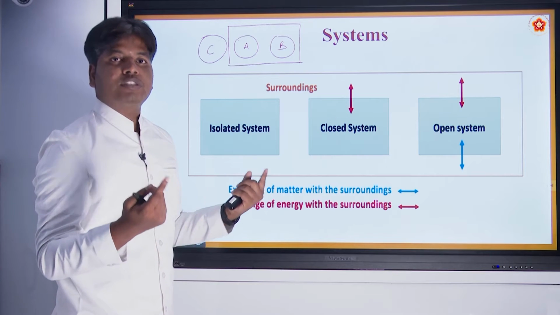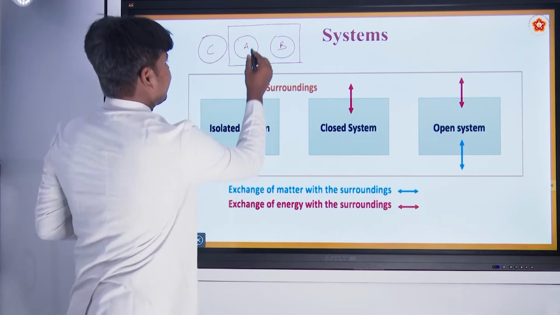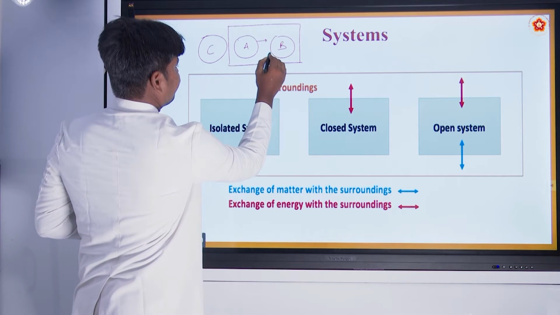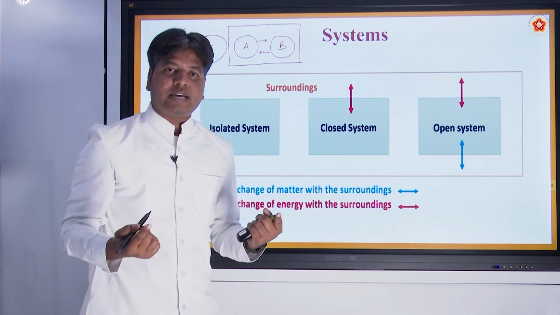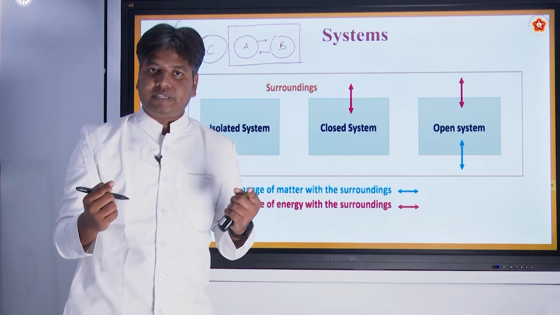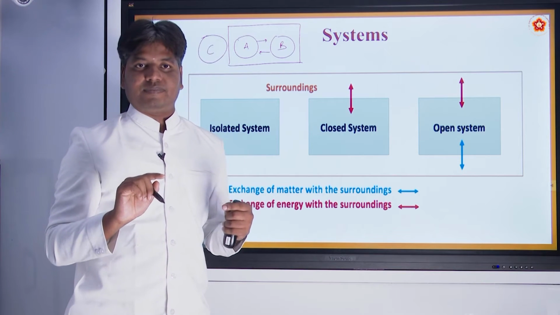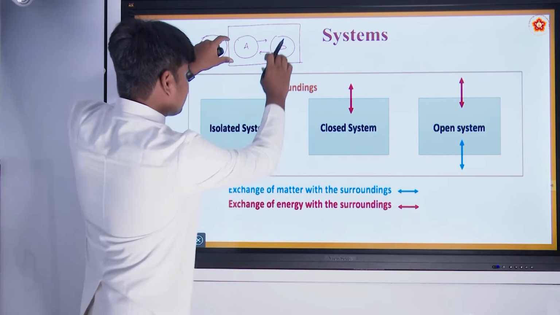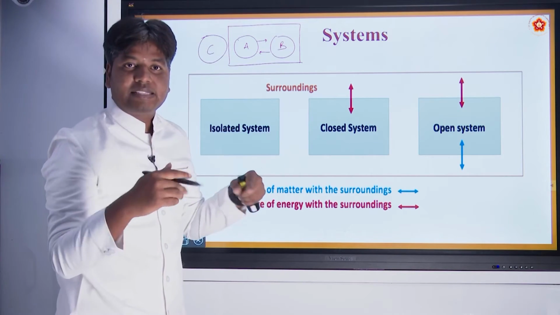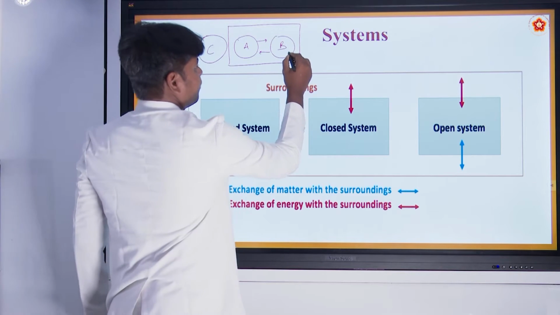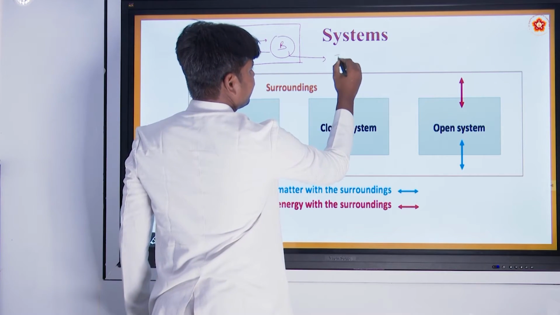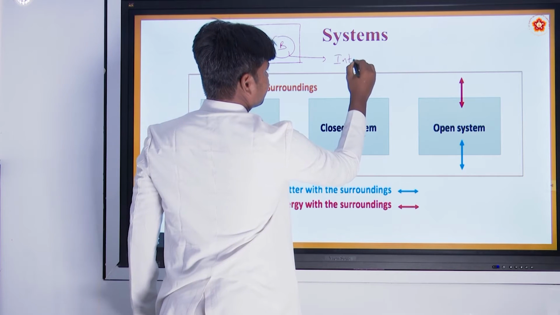There may be forces between A and B, right? A can exert a force on B, and B can exert a force on A. When the objects inside the system exert force on each other, those kinds of forces we call internal forces.